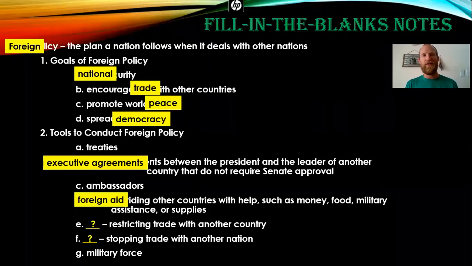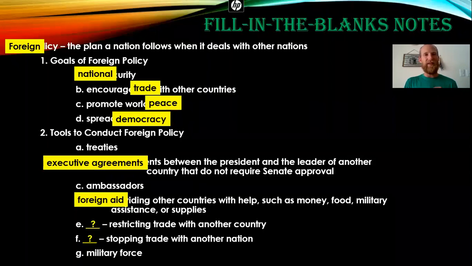Now we're getting into the more aggressive forms of foreign policy. So we use A through D as peaceful methods to deal with foreign countries, to try to help them out and have them help us out in return. If that doesn't work, then we start to go to our last 3 tools of foreign policy.